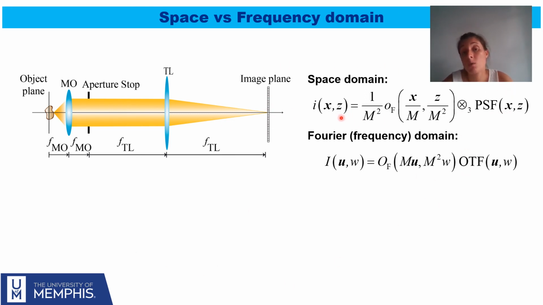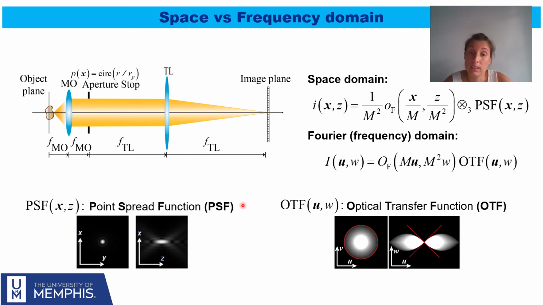Alright, so we already have it in the space domain. In the space domain, what we have is the incoherent, fluorescent distribution of your object, properly scaled in the X and Z axes, 3D convolved with the impulse response of your system. And in the Fourier domain, the convolution becomes a product. So the scaled Fourier transform of your fluorophore distribution is multiplied by the optical transfer function of your system, where the optical transfer function is just the 3D Fourier transform of your PSF.